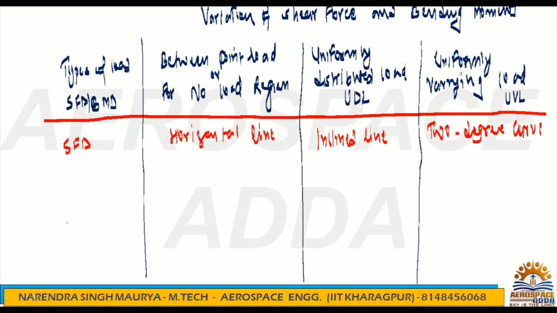Then we'll talk about bending moment diagram, BMD. 2 degree curve means parabola. Okay. So if you are going to draw the bending moment diagram between any point load, or if there is no load also, then you have to draw an inclined line. And if uniformly distributed load is there, then 2 degree curve.